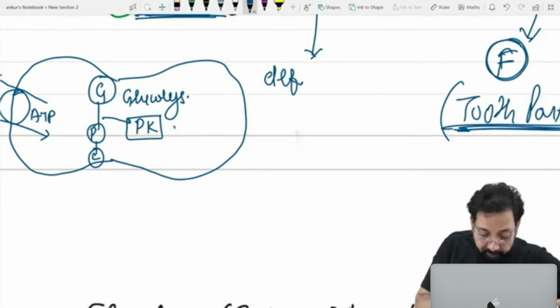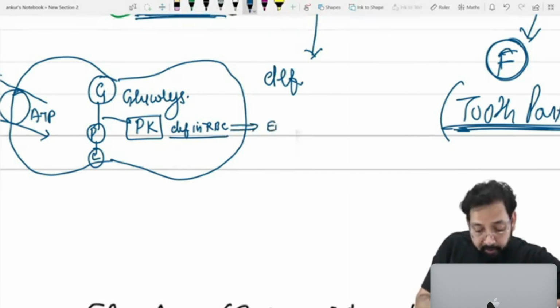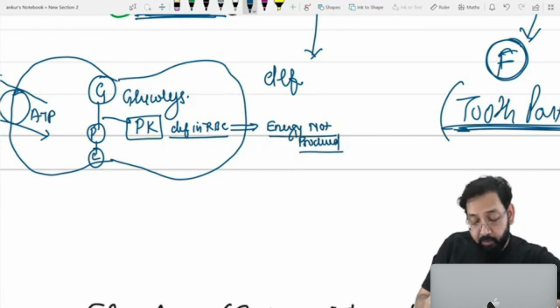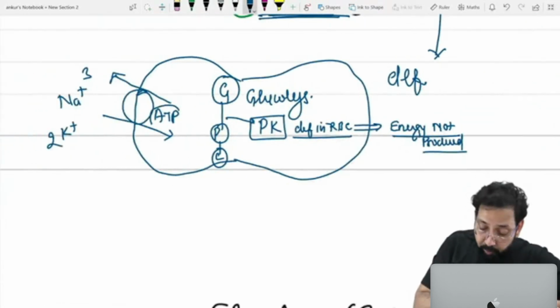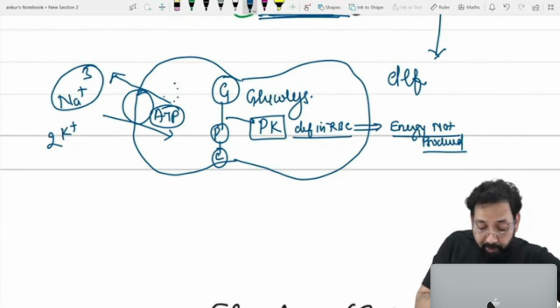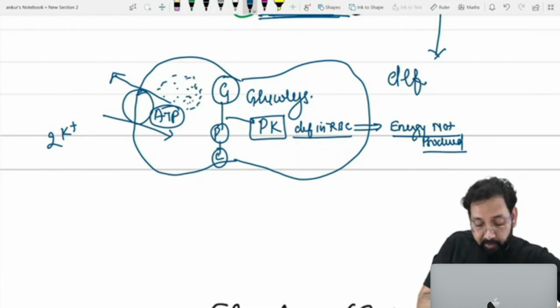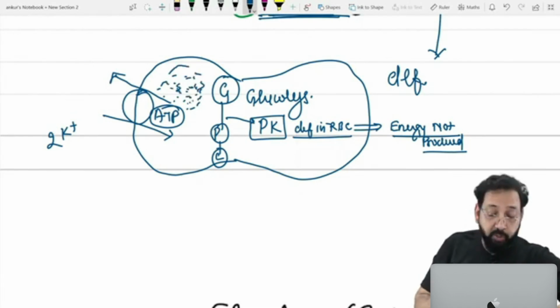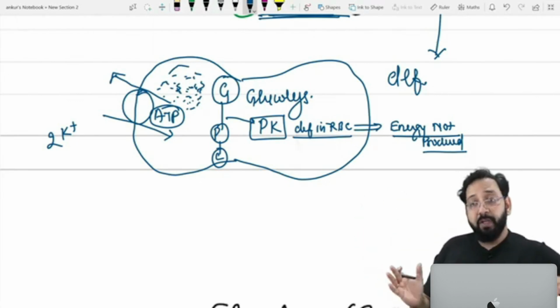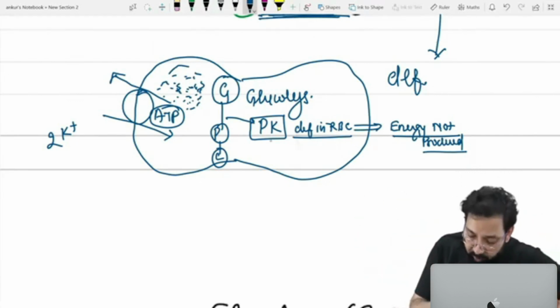If pyruvate kinase is deficient in RBC, then ATP will not be produced, energy will not be produced. If energy is not produced, then this ATP will not be there. This sodium potassium pump will not work. Sodium will accumulate here. Osmosis, swelling of RBC. Hemolysis.